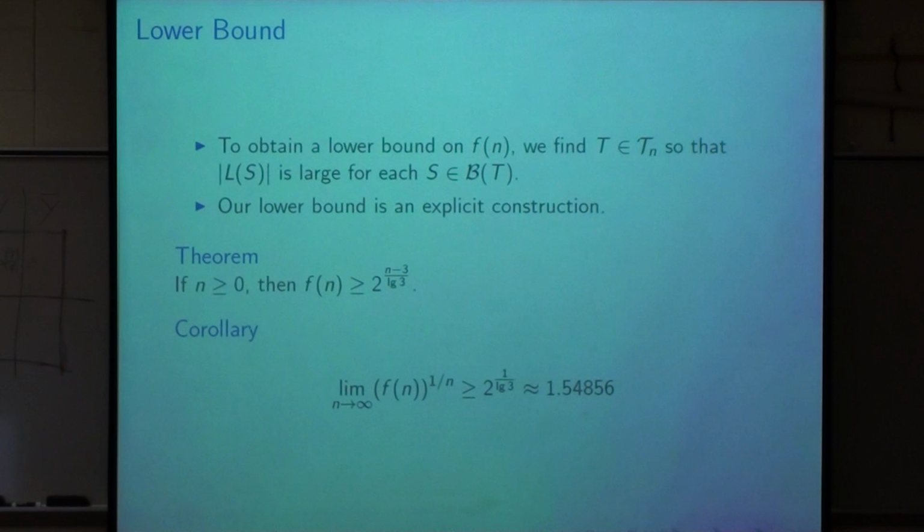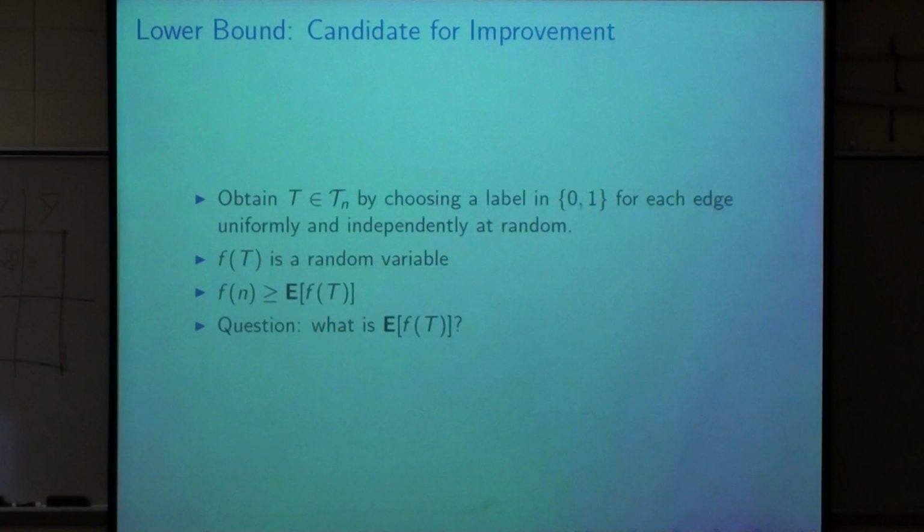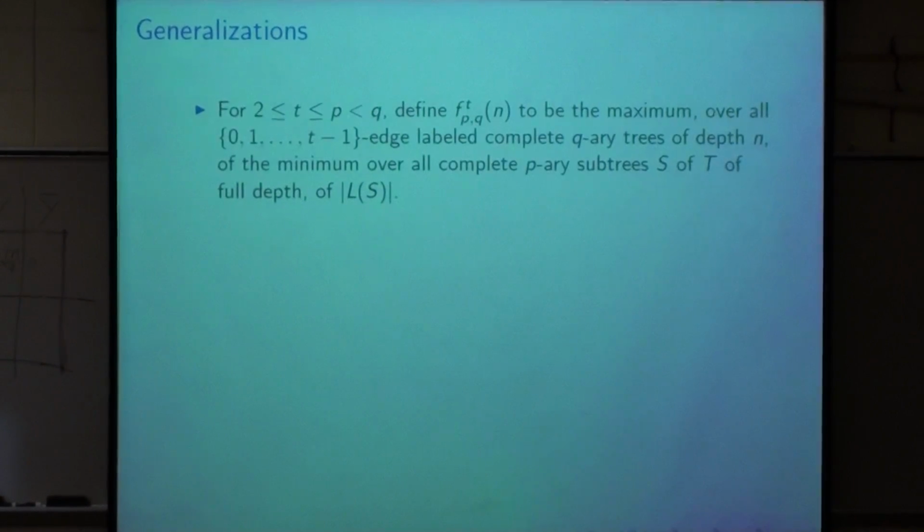Okay, since I'm running a bit short on time, I'll just outline the results for the lower bound. Here's our best lower bound. It's at least growing exponentially. The base of the exponent is about 1.54, 1.55, somewhere in that neighborhood. It would be very interesting to improve that lower bound.